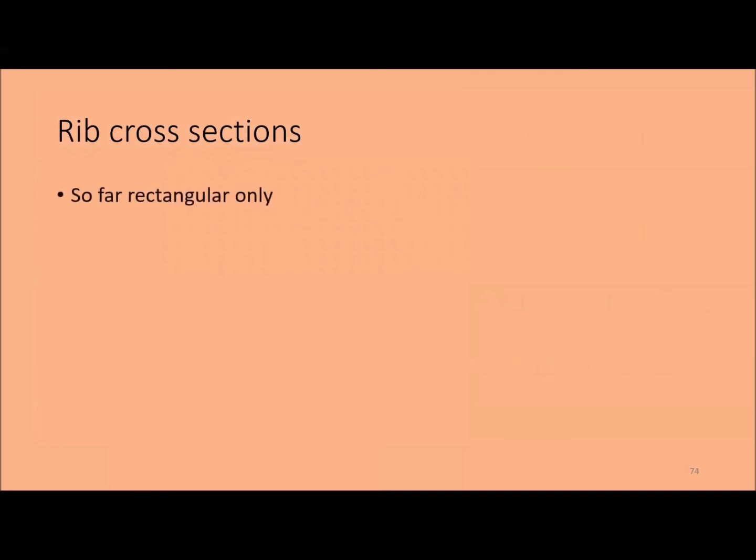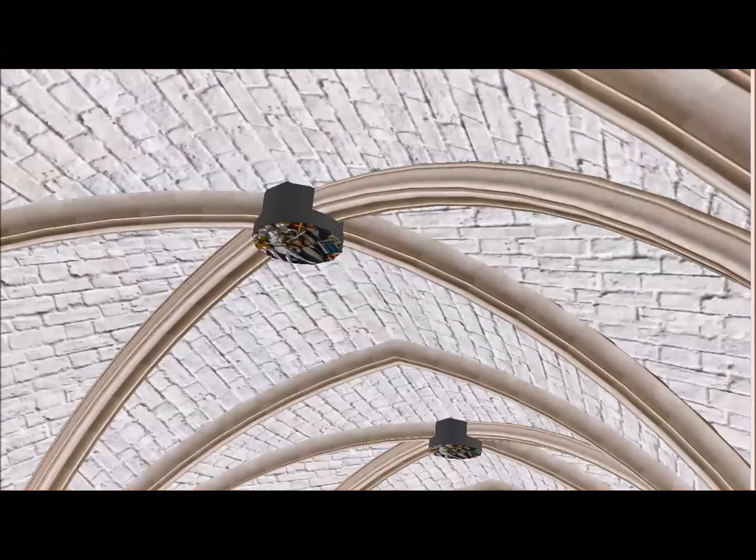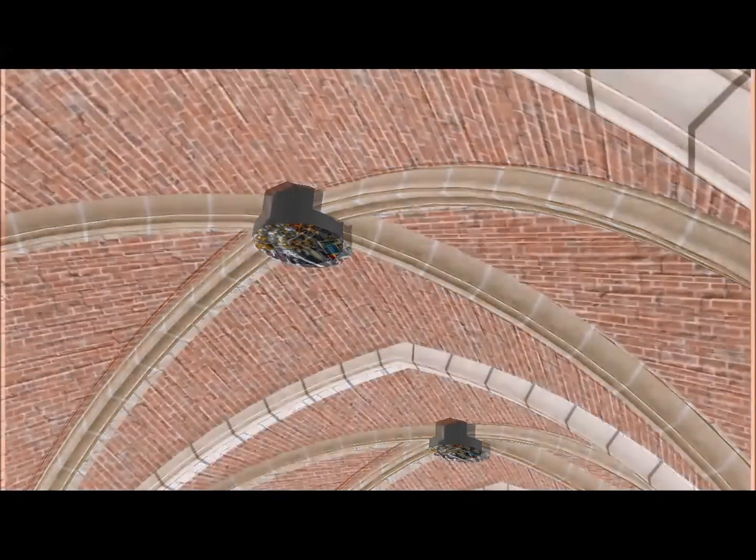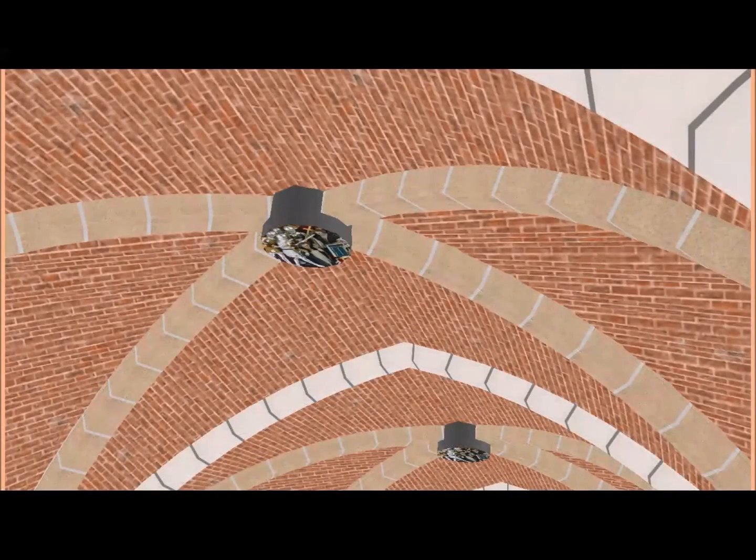Rib cross-sections. We only use rectangular cross-sections so far. With others, suggestions gratefully received. But with that rectangular cross-section and textures, we can get some quite realistic effects. These are all rectangular geometry.